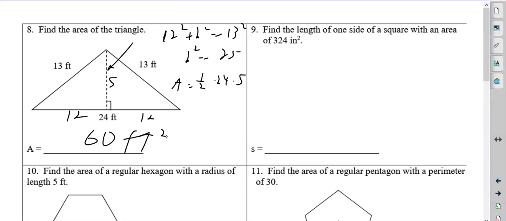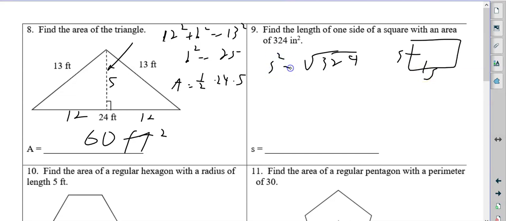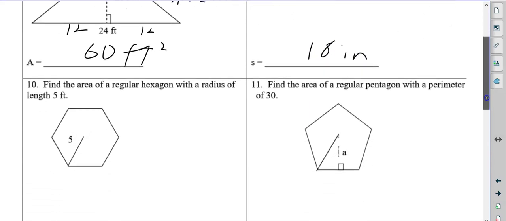Find the length of one side of a square with an area 324. Well, that just means take the square root of 324. Because the sides are equal, that's a horrible looking square, so it's s squared equals 324. So that is 18 inches, square root of 324.